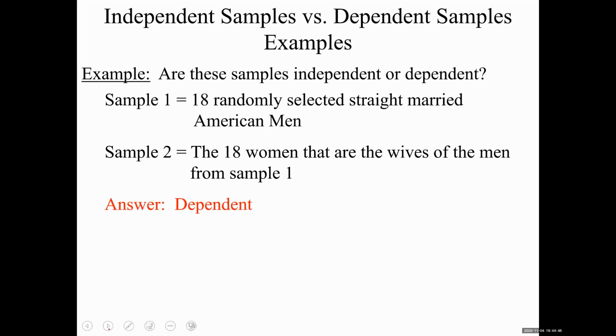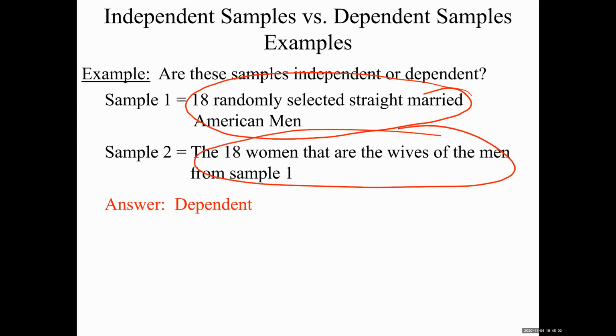Again, the reason is because once I've selected these people, let's say I have a hat with all married men's names in there, and I selected 18 names, I don't need to get another hat and select another 18 names. I automatically know that I'm going to talk to their wives. That's going to be the second sample. So they're connected to each other. They're like paired off, so they're dependent samples. Is everybody with me on that one? Yeah. All right, let's keep going.